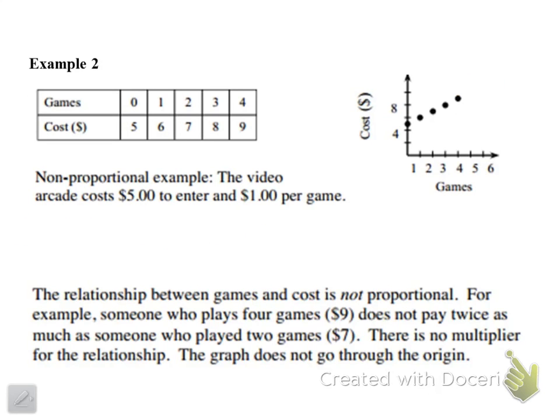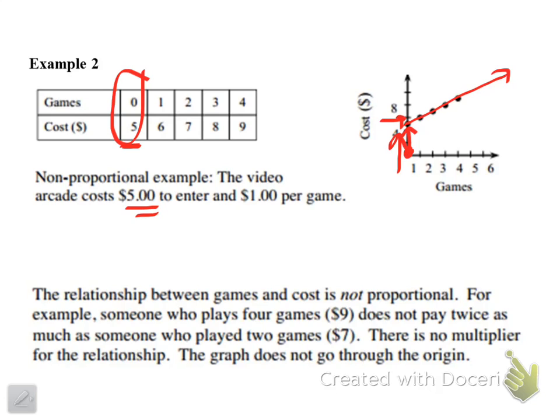Moving on to another example. So this is an example where zero games does not cost anything. We have a non-proportional relationship. Okay, so an arcade game costs $5 to enter and is $1 per game. So we have a base cost of $5 regardless if you're playing a game or not, because that's your entry fee. If you'll notice on our graph here, we still have a line, but we now start at $5 because that's our base cost. Our base cost now is not 0 here. It actually starts at $5 as it said in the example.